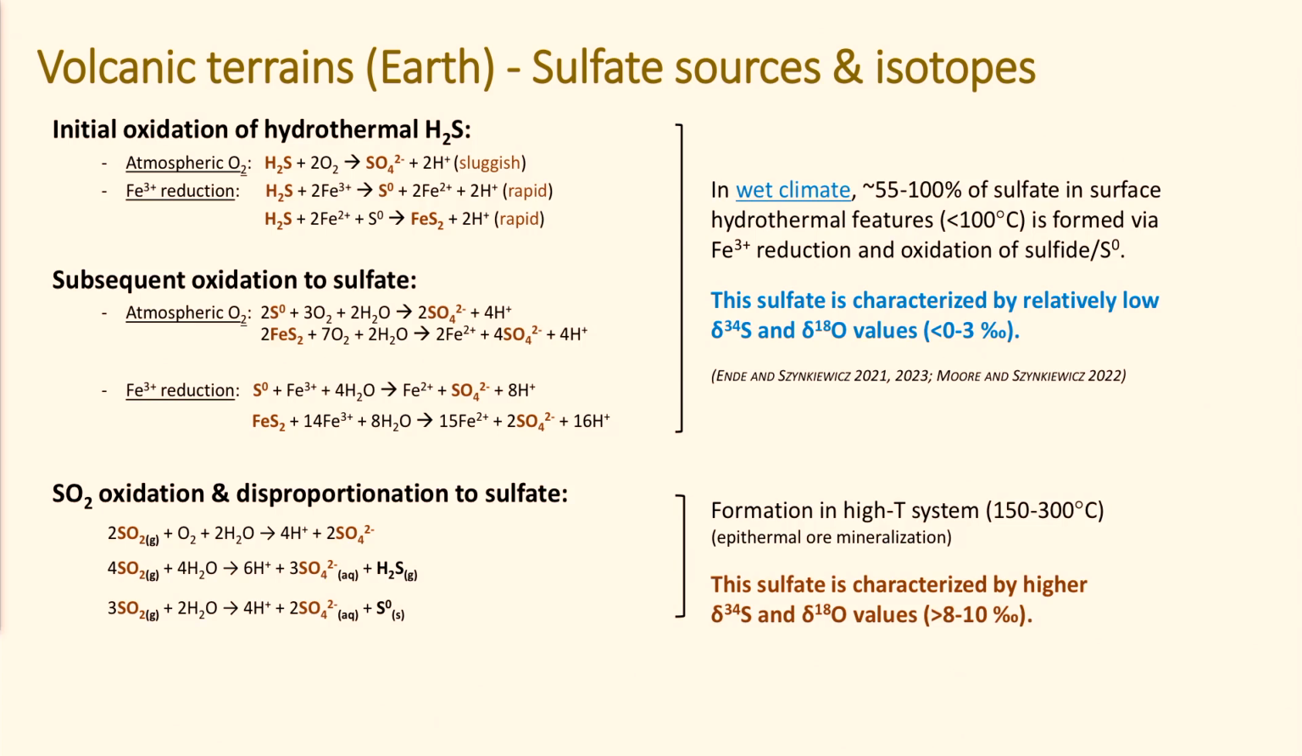And either it's oxidized by O2 or iron-free reduction, but in general, this oxidation pathway seems to be more important and contributes more sulfide, at least in hydrothermal features of wet climates. This sulfide we can usually distinguish from other sources based on isotope composition, like delta 34S and delta 18O values, which are relatively low, often negative. This source is very different from direct SO2 oxidation or SO2 disproportionation to sulfide that occurs at much higher temperatures. That sulfide has much higher delta values for both sulfur and oxygen, and it forms in a very high temperature environment and can contribute to sulfide formation.